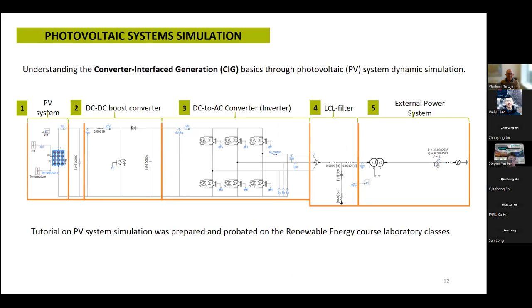Converter interface generation dynamic simulations. I started from the step-by-step development of a photovoltaic system from scratch, starting from the design of the solar module and finishing with inverter controls development and connection of the PV system to the external power system. As a result, a draft version of the tutorial was prepared and provided for the laboratory classes in Skoltech.